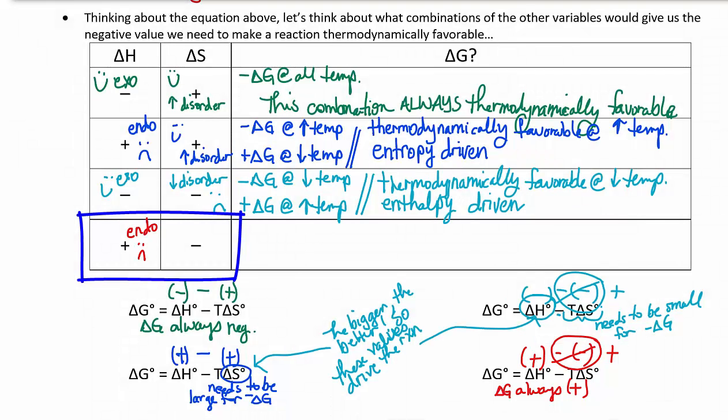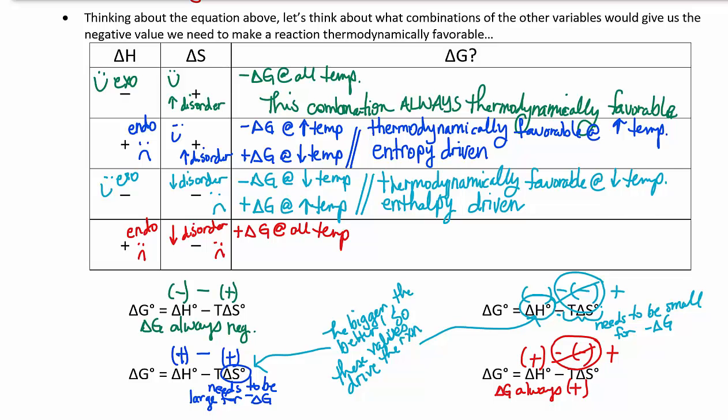That's not a good thing. And we're decreasing our entropy, or we're decreasing our disorder. We know that that is not a good thing either. A positive delta H and a negative delta S make delta G always positive, no matter what the temperature is. And this reaction in the forward direction is never thermodynamically favorable. But the reverse reaction would be.